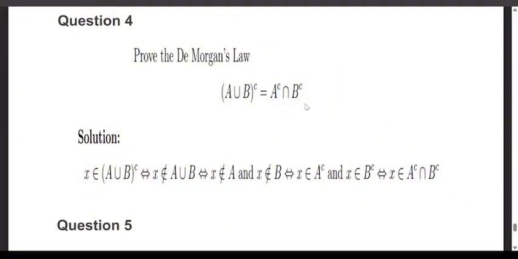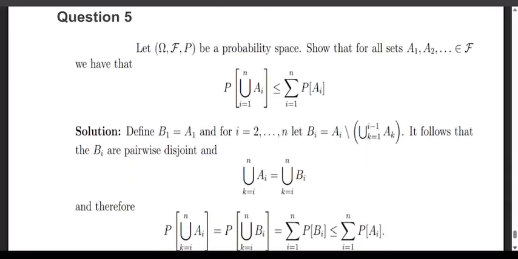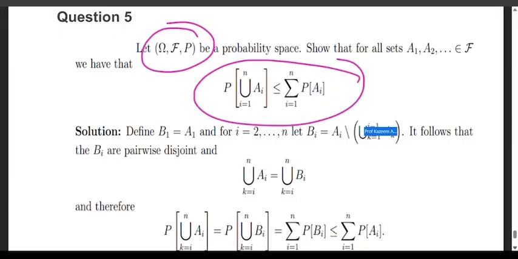Now the last question for today centered on this. You remember in class we talked about probability space, which is a triplet: omega, the sample space, the collection of events, and P, the probability measure. Now they say show that for all sets A1, A2, up to An that lie in the collection of events, we want to show that the probability of the union is less than or equal to the sum of the probabilities of Ai.